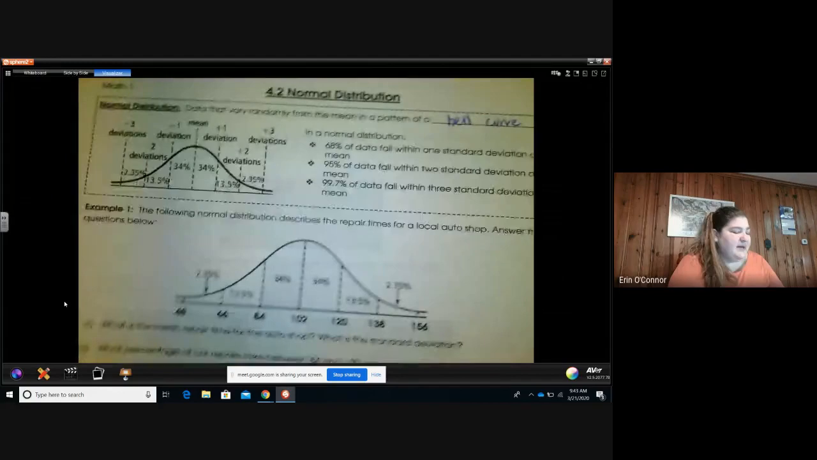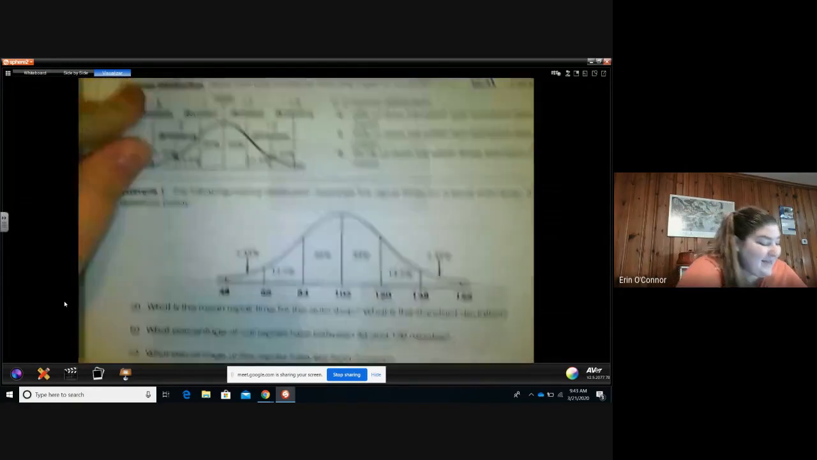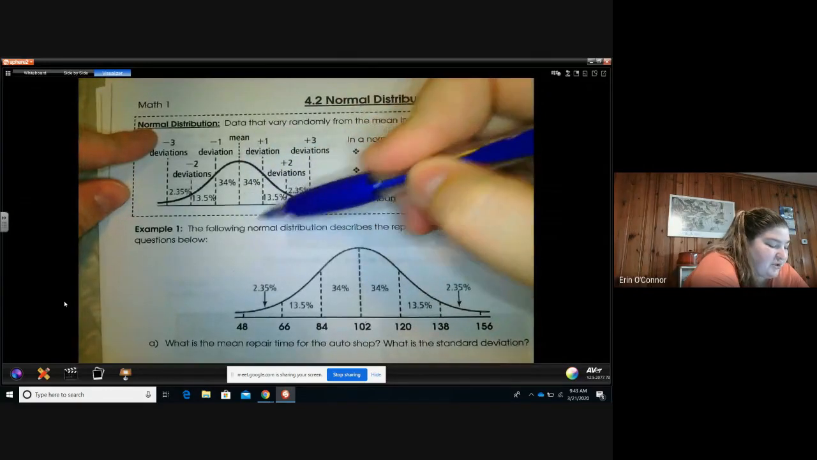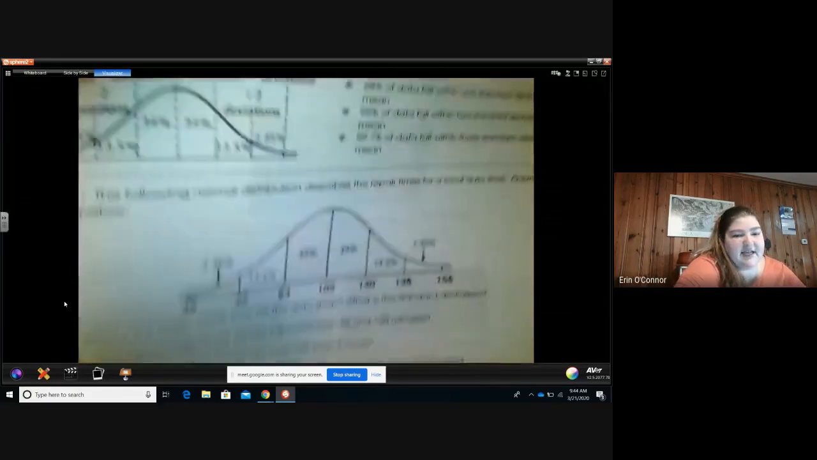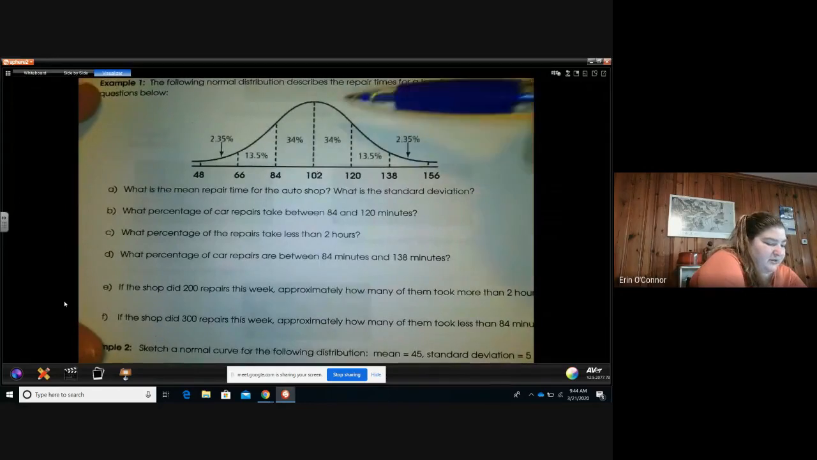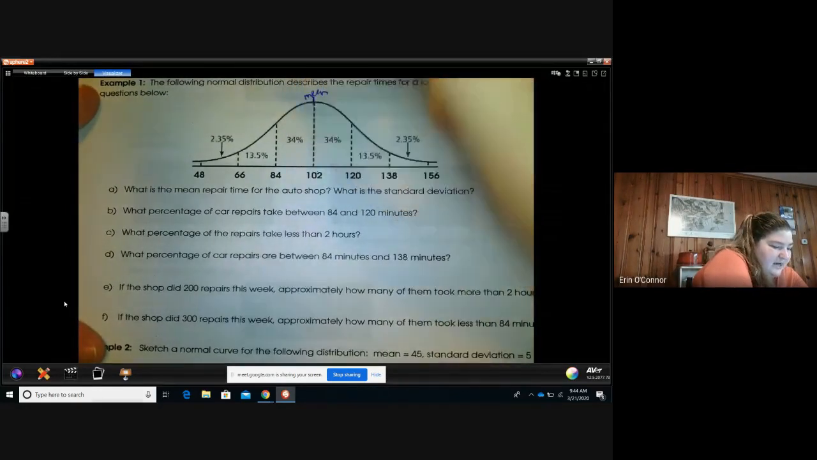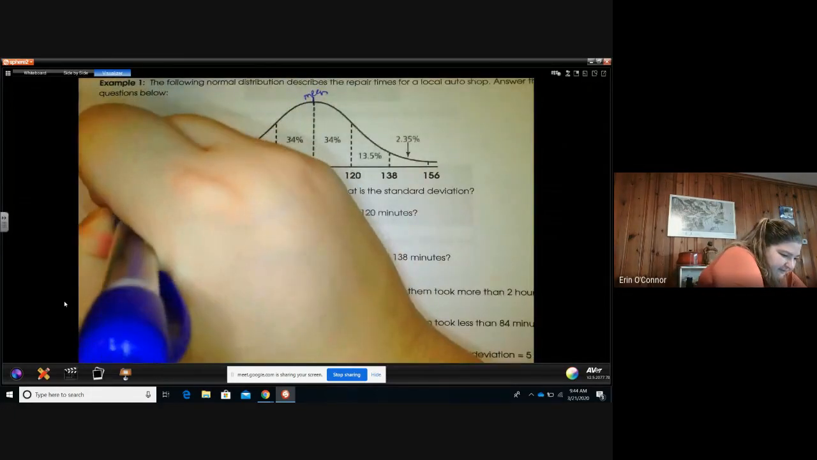But after this, it becomes really self-apparent how to answer these questions. The mean is that middle number that you get, and the standard deviation is how much you had to add or subtract to get to the next number. So looking at this, what is the mean repair time for the auto shop? We're going to look at that middle number. This is my mean right here. And that middle number is 102. Specifically 102 minutes, but we're just going to say 102.